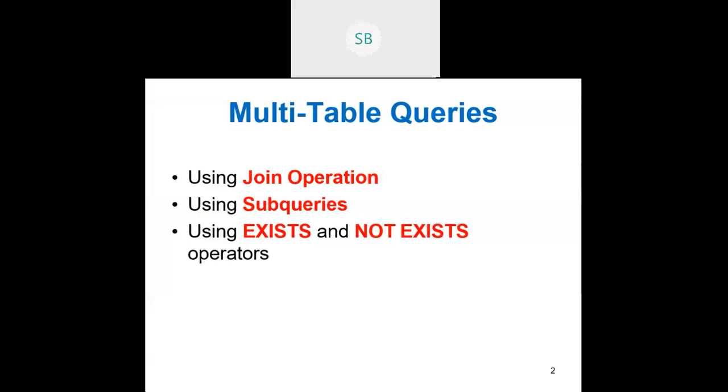As the word multi-table itself indicates, we are going to use multiple tables here. That means we are going to take two tables or more than two tables. So we'll use multi-table queries through join operations first, then subqueries, and last the exists and not exists operators. Let's now see the join operations.